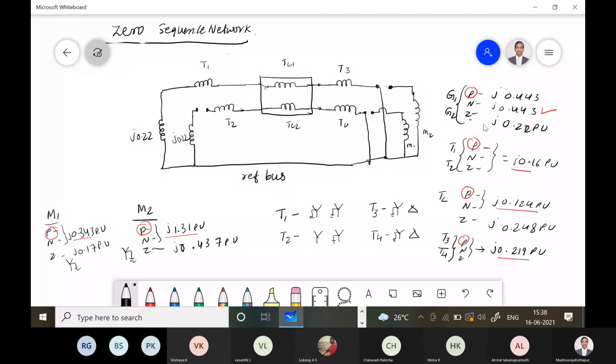So for the generator J0.22, for the transformer J0.16, this is also J0.16 per unit. Transmission line J0.248, this is also J0.248 per unit for the transmission line. So transformers 3 and 4, 0.219 per unit.